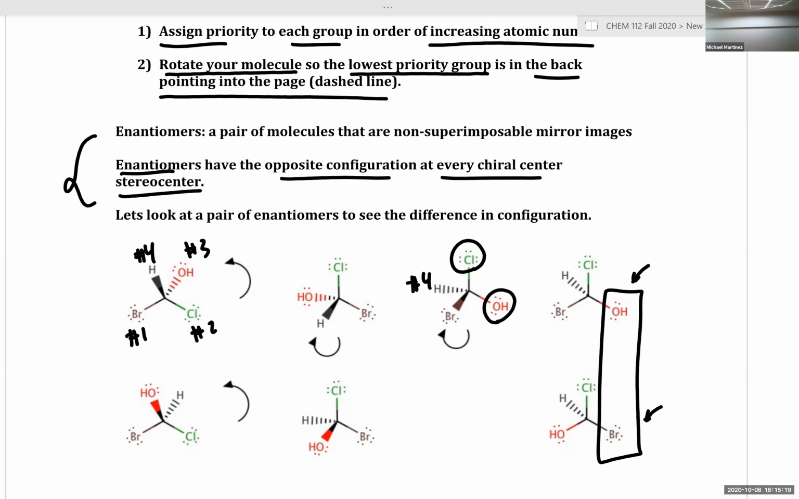Does everyone see how we rotate our molecule to put the hydrogen in the back? As long as your lowest priority group is in the back, you're good to go for the next steps. I always like looking at stereochemistry in the context of enantiomers, as it makes it very easy to check your work, because the enantiomers will obviously have different configurations.